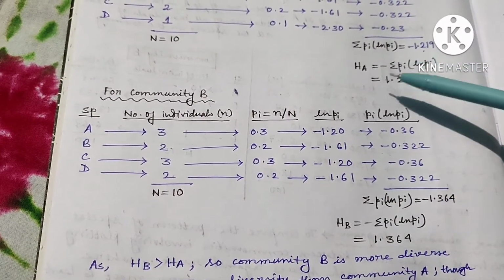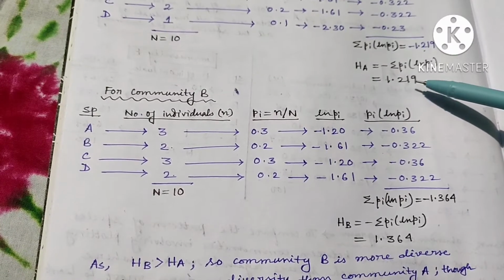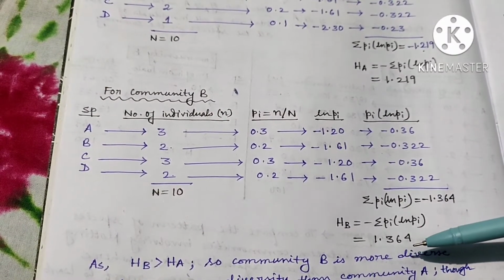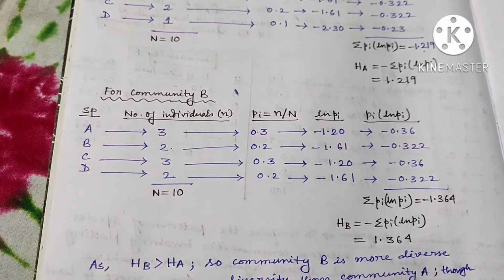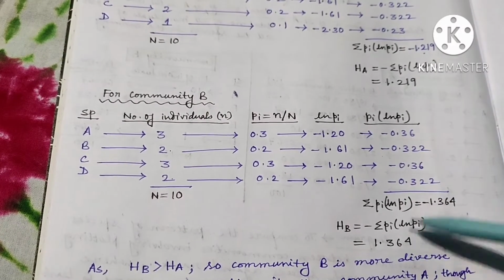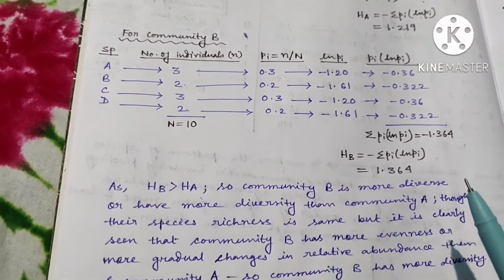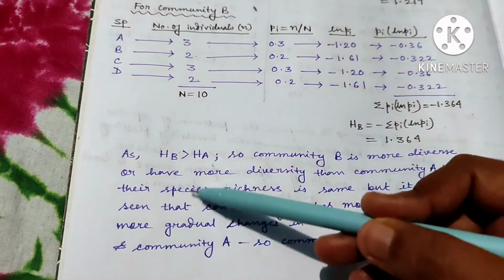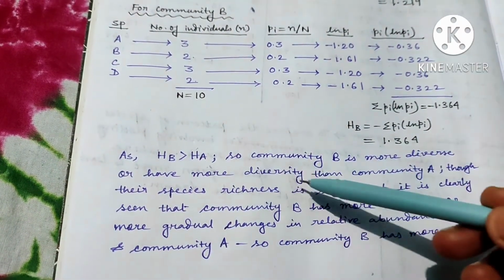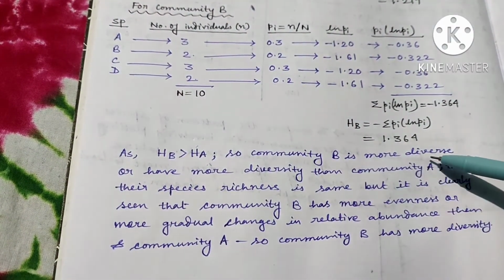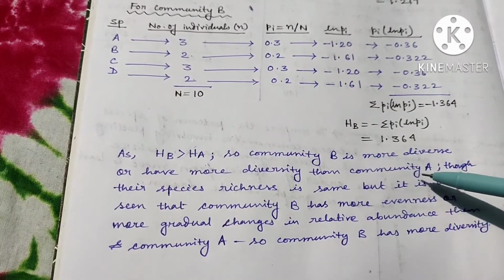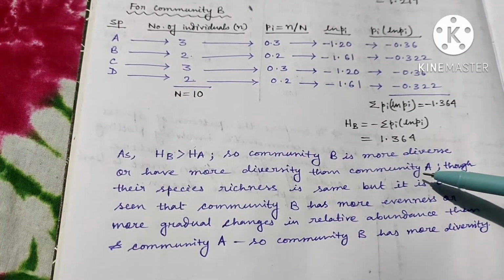So here you can see the HA is 1.219 whereas HB is 1.364. So HB is greater than HA. See here we have written HB is greater than HA. So community B has more diversity than community A. So community B is more diverse.